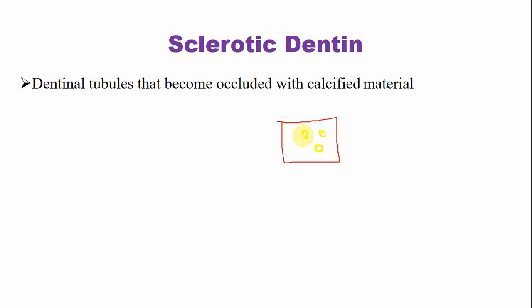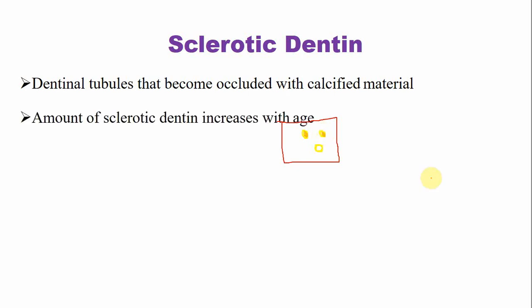Now sometimes these dentinal tubules are filled with a more calcified material, and this is known as the sclerotic dentin. This is known as the sclerotic dentin. So the amount of sclerotic dentin basically increases with age. So it is basically a normal age change within the dentin.